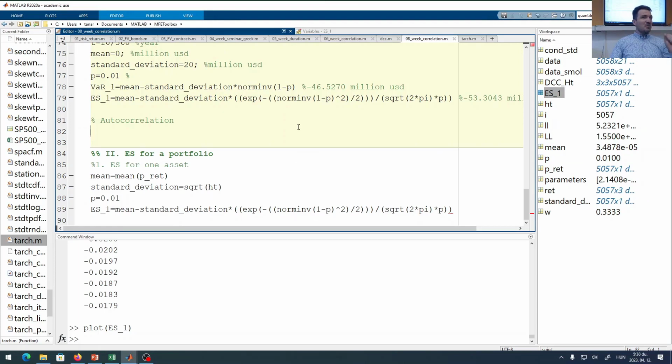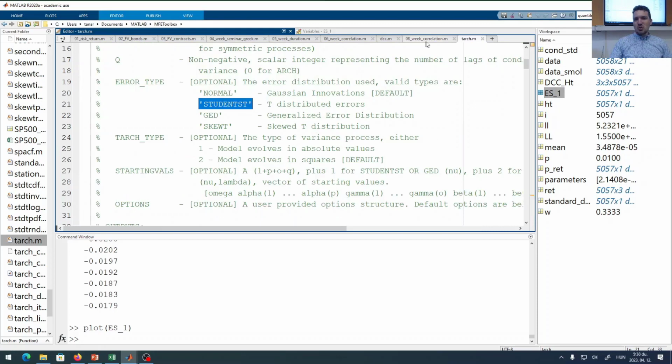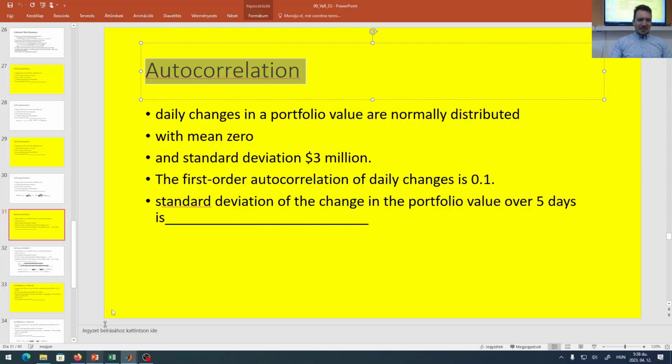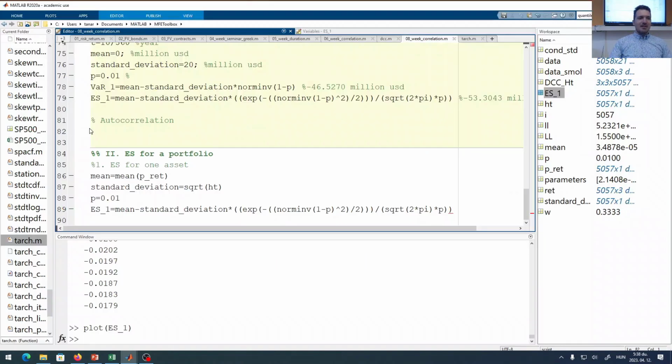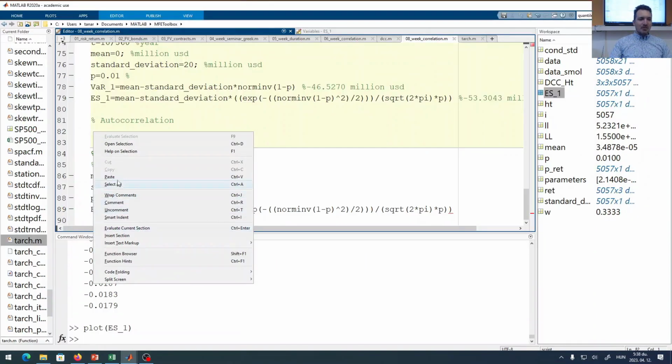So in the GARCH model, practically, GARCH means generalized autoregressive conditional heteroscedasticity. So practically, it deals with the problem of autocorrelation, at least because it's changing in time and it remembers. So we could say that this is not a big problem for us, but let's see the problem first of all.